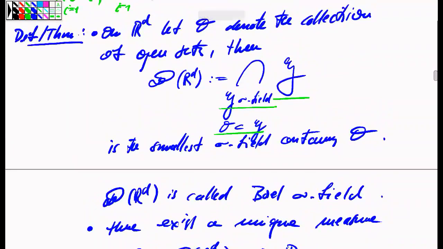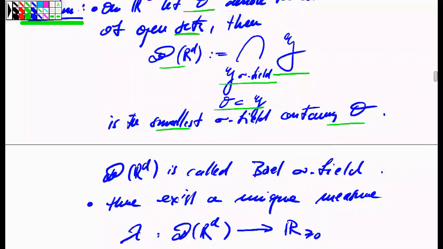So the theorem which I want to present now is the following. On R^d, on the Euclidean space, let the set O denote the collection of all open sets. Then this intersection of all sigma algebras which contain the set of open sets is a sigma algebra, and it's the smallest sigma field containing the collection of open sets. And this is what we shall call the Borel sigma algebra on Euclidean space.